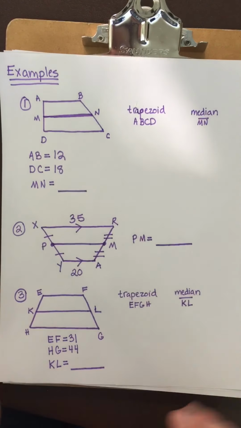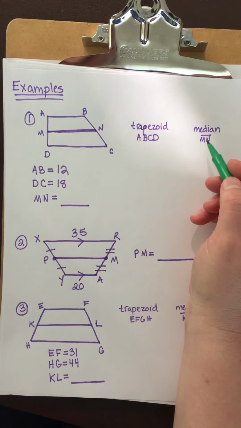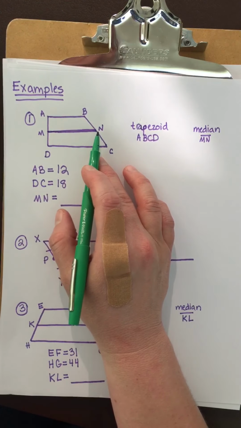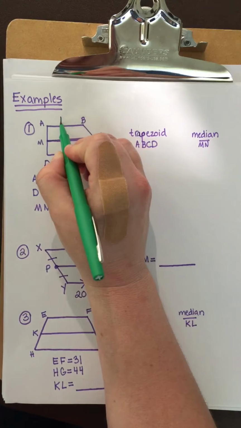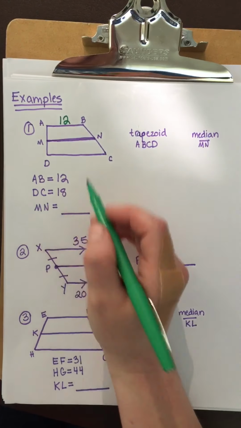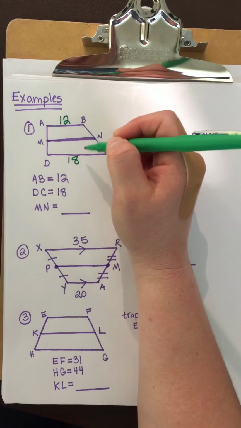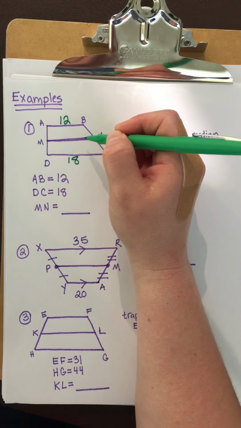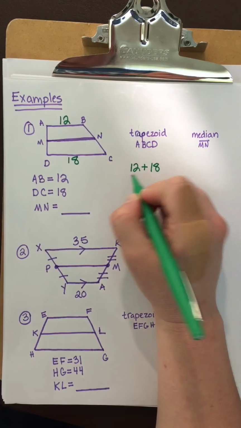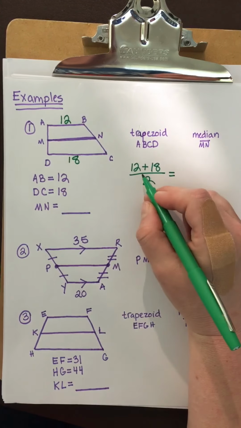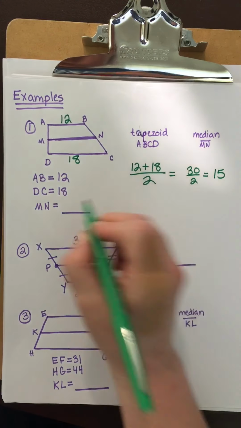All right, so let's look at the first one. It says we have trapezoid ABCD. They told us it was a trapezoid. And they let us know MN is a median. And then they give us some lengths. So I'm going to label the trapezoid. It says AB is 12. So here's AB. This is 12. DC is 18. And then it wants me to find the length of MN. So these are my two bases, and this is a median. So to find the length, all I have to do is average those two numbers. So I add them, and then I want to divide by 2. So 12 plus 18 is 30, and 30 divided by 2 is 15.